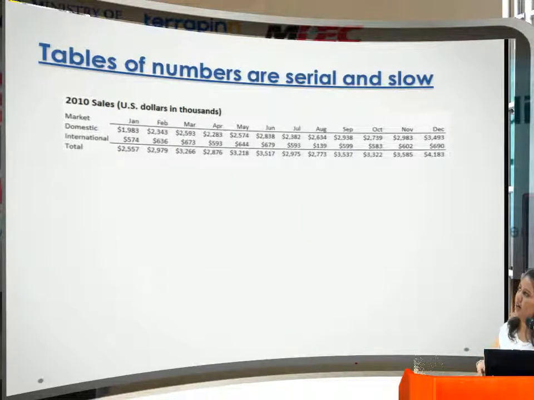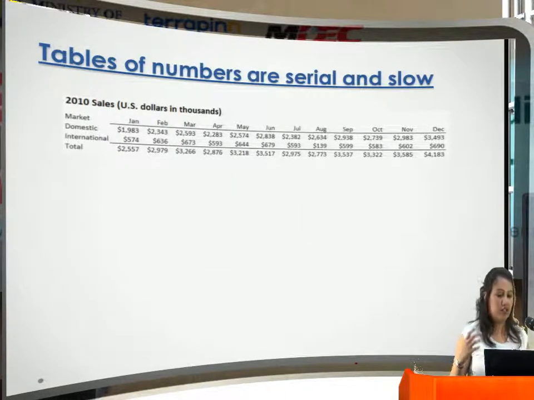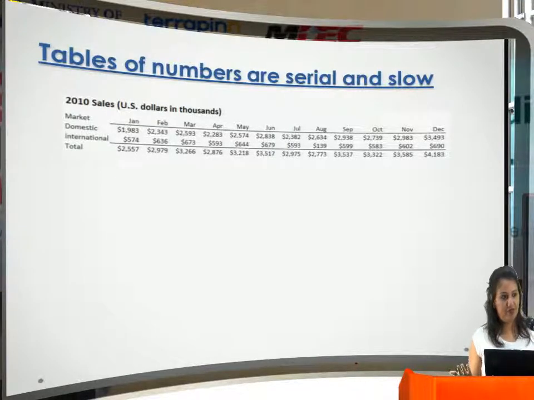So now this is another one. If someone can tell me which one's growing faster, is it domestic or international? This is a very simple grid of numbers, a table of numbers with domestic and international. So I have two questions. Is domestic growing faster than international?